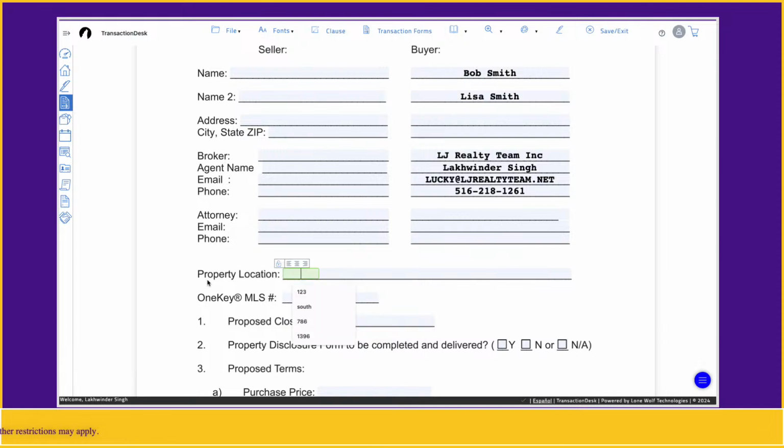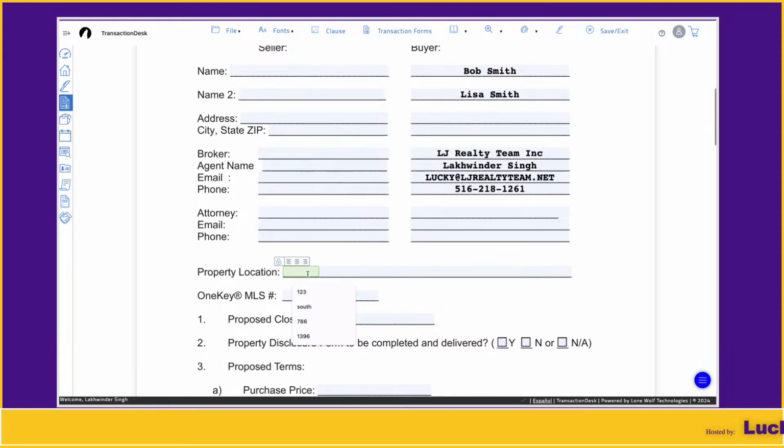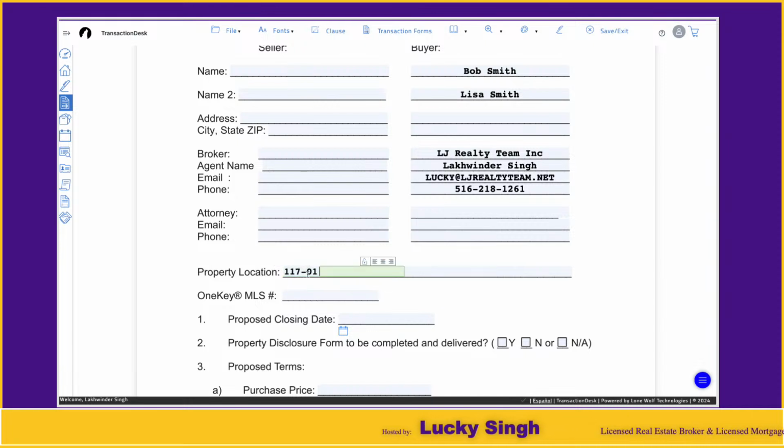Now you have your property location. Some agents start filling out all the information in the first field. Every time you're putting in more information, the fields get smaller and smaller. So you don't want to do that, okay? So you want to do it properly. So let's say it's 11701 127th Street. Click on tab to go to the next field, okay?